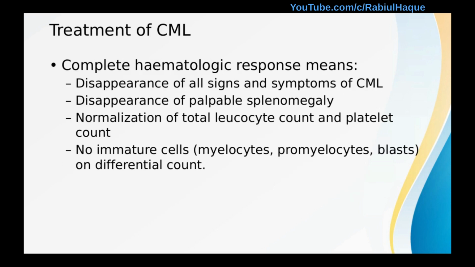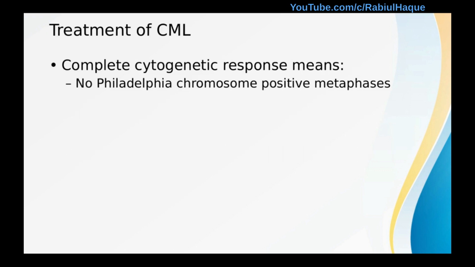Now, what do we mean by complete hematologic response? It means disappearance of all the signs and symptoms, disappearance of palpable splenomegaly, normalization of the total white blood cell count and platelet count, and no immature cells on differential count. So there should be no myelocytes, promyelocytes, or blasts. And what do we mean by complete cytogenetic response? It means no Philadelphia chromosome positive metaphases.